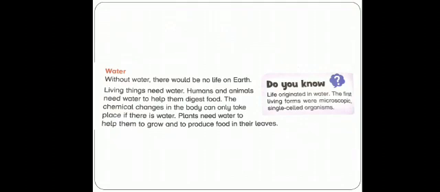Now what do plants do with water? Plants need water to help them to grow, to produce the food. If there is no water, plants are unable to make their food. So water is necessary for all the living organisms on earth.